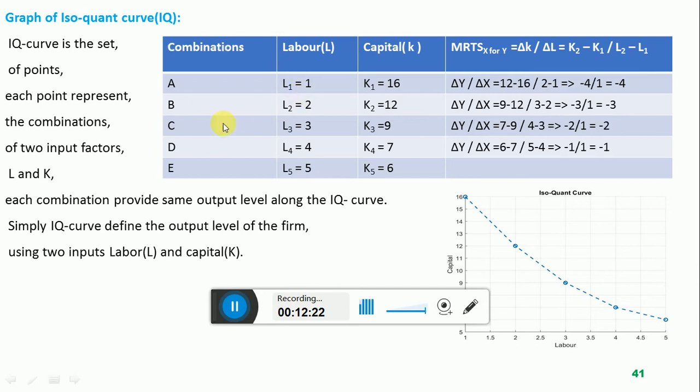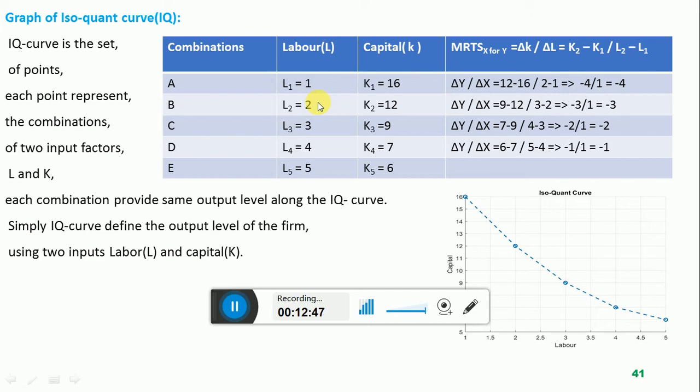Let me develop a table for the isoquant curve. Again the same table as we developed for indifference curve, the same A, B, C, D, E combination. Now we change Pepsi for labor and pizza for capital: 1 labor and 16 capital, 2 labor and 12 capital, 3 labor and 9 capital, and these are the rates of substitution, and so on.